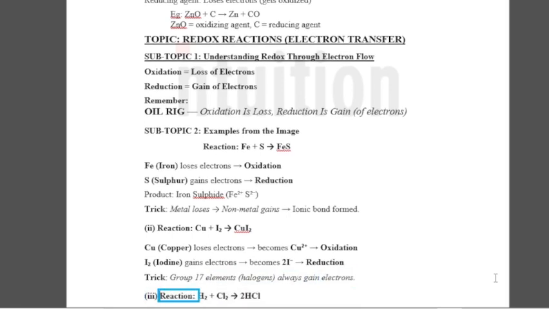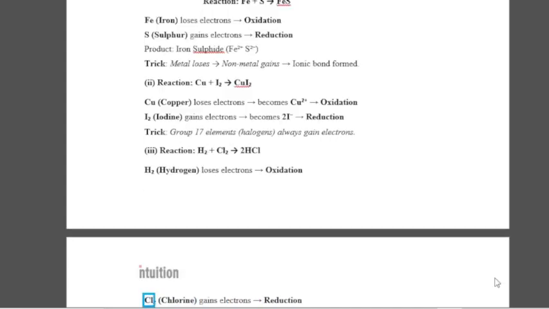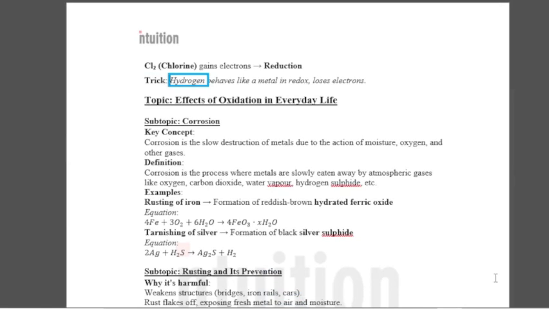Reaction 3: H2 + Cl2 → HCl. Hydrogen loses electrons: oxidation. Chlorine gains electrons: reduction. Trick: hydrogen behaves like a metal in redox, it loses electrons.